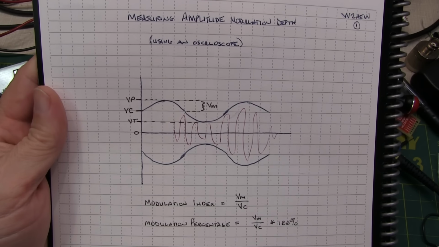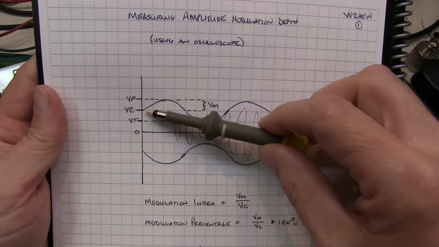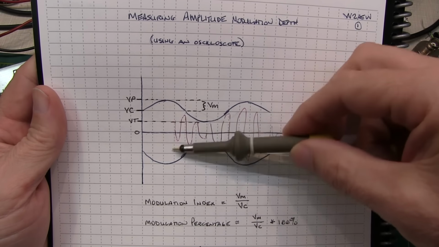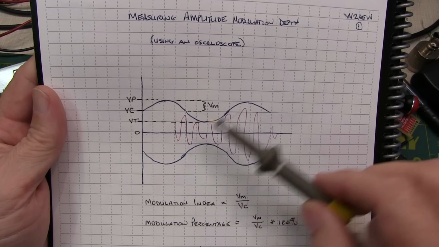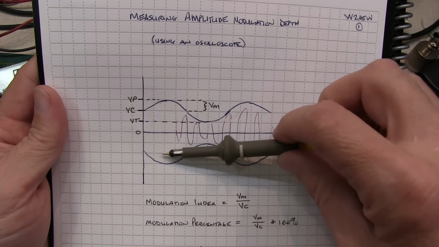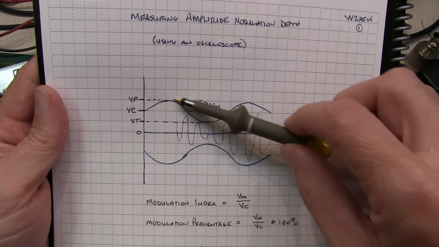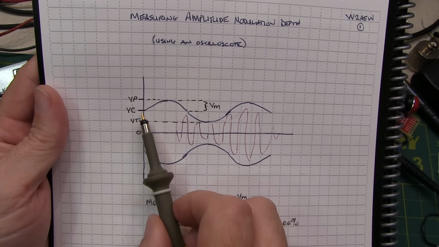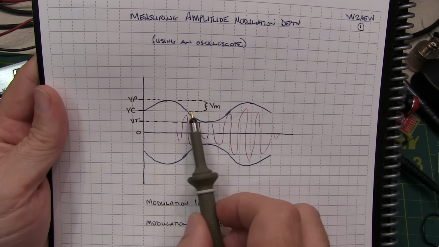So the first thing we'll do is take a look at the theory, if you will. What I'm showing here is essentially the envelope of the RF signal, which would be wiggling very quickly in here, modulated by a sinusoid. With amplitude modulation, the amplitude of the carrier at any point in time is proportional to that baseband signal. So if the signal is not being modulated at all, the carrier level would be right here along this line.